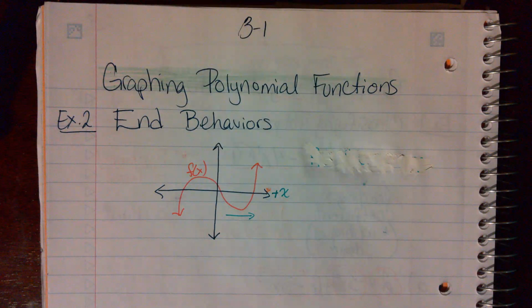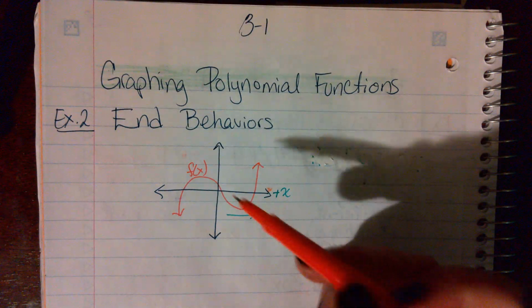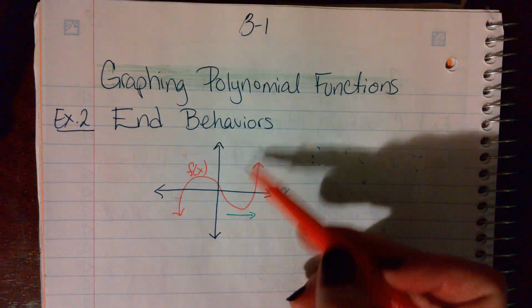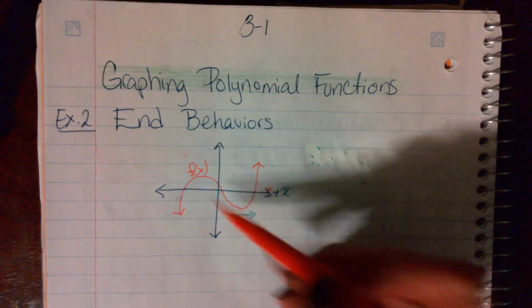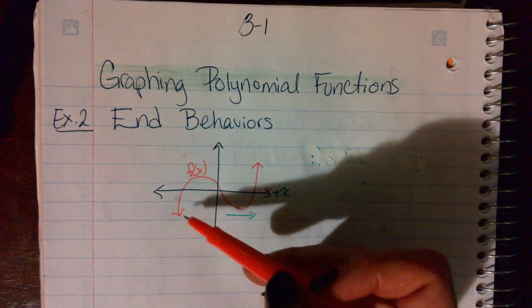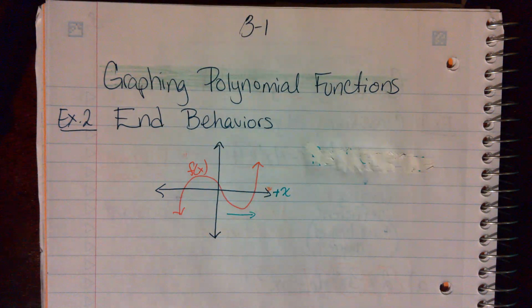So we're looking at a graph and we're going to be talking about what we call its end behaviors. End behaviors are really looking at this function, at this end towards the right, what's happening, how do we describe that, and then the other end on the left. And we describe it in two ways.